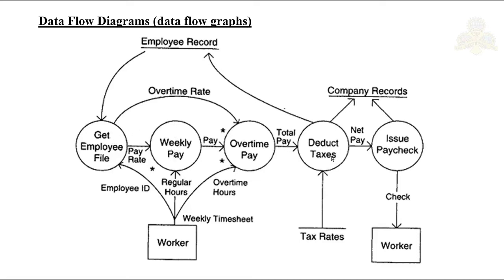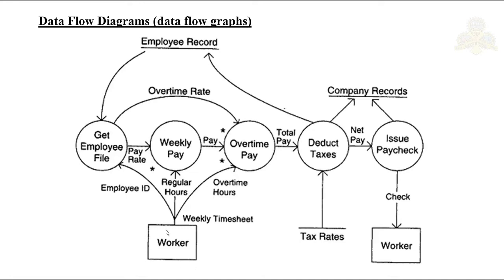Then the data flows are represented by named arrows entering or leaving the bubbles. That means these arrows you can see here, right? These are all the arrows. So these arrows are the data flows, wherein each has been given a name. Now, apart from this, we have these rectangles.